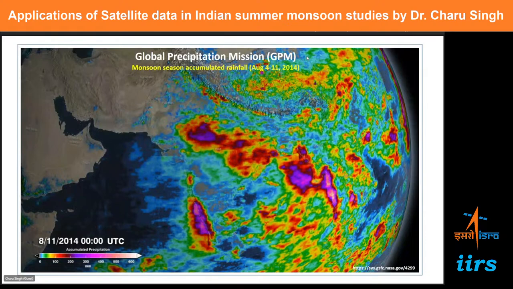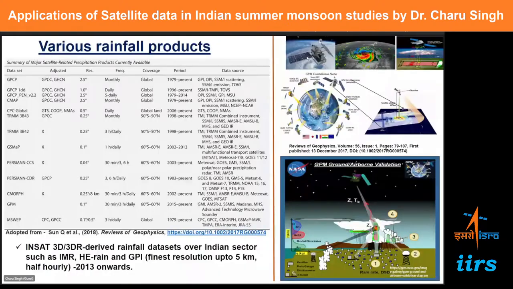Satellite-based estimates. Apart from GPM, there are several products available from the satellites that can be used for various kinds of studies. Here, different satellite sensors are shown and how the data sets are collected from these sensors.